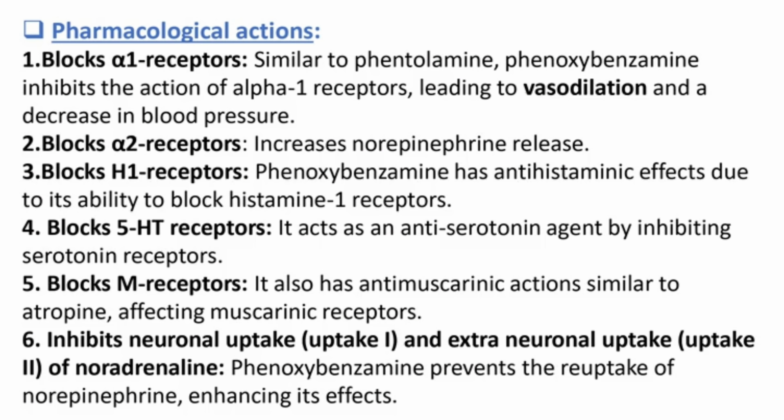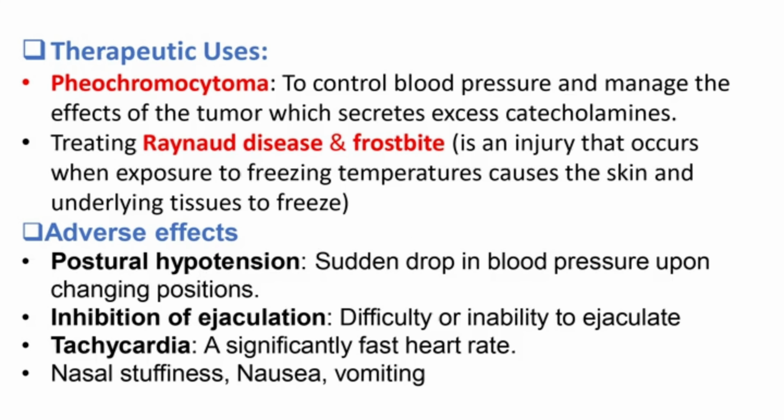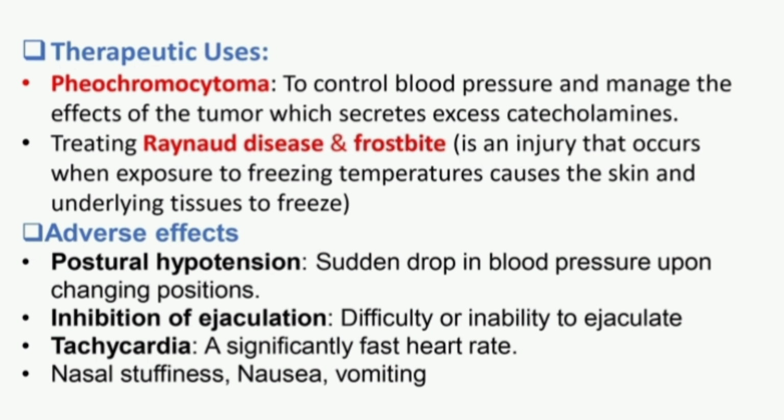Okay. The next one is therapeutic uses of phenoxybenzamine. The main important use we already discussed, pheochromocytoma. That means to control the BP and manage the effects of the tumor which secretes excess catecholamines. The next point is it's also used for treating Raynaud's disease and frostbite. Raynaud's disease, what is Raynaud's disease? We already discussed. And frostbite is an injury that occurs when exposure to freezing temperatures causes the skin and underlying tissues to freeze. This is mainly what frostbite means.